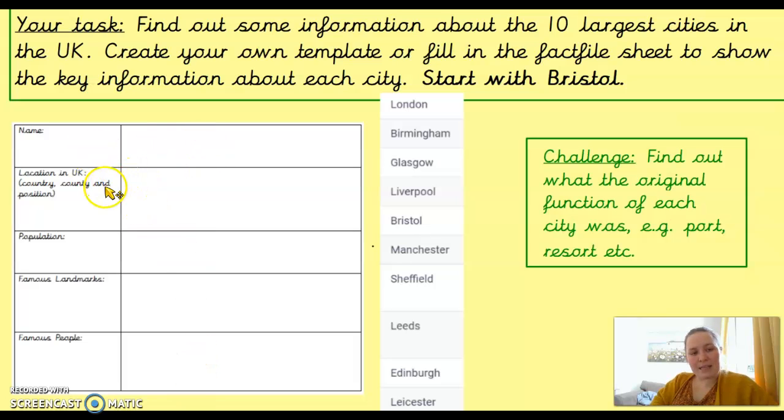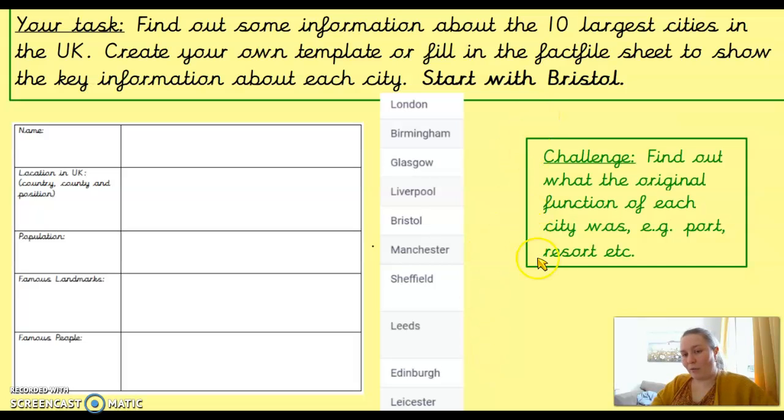So the name of the place, the location in the country, in the UK, sorry, so it's country, it's county, and that positional language. Can you find its population, how many people live there? Can you list any famous landmarks, and a bonus if you can say whether they are human or physical? Are there any famous people associated with that place? So I want you to start with Bristol, fill this in, and see if you can get the information for all 10 of them. That would be a real challenge.